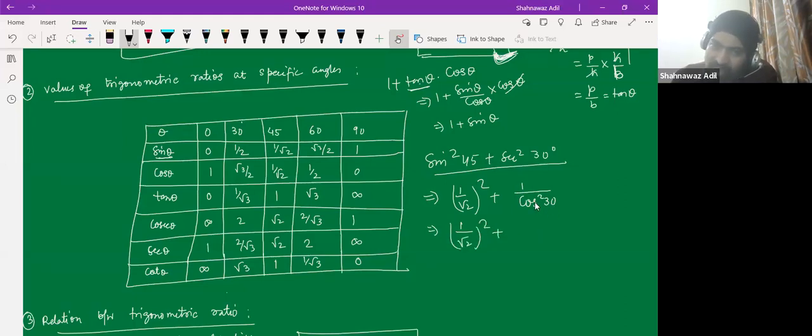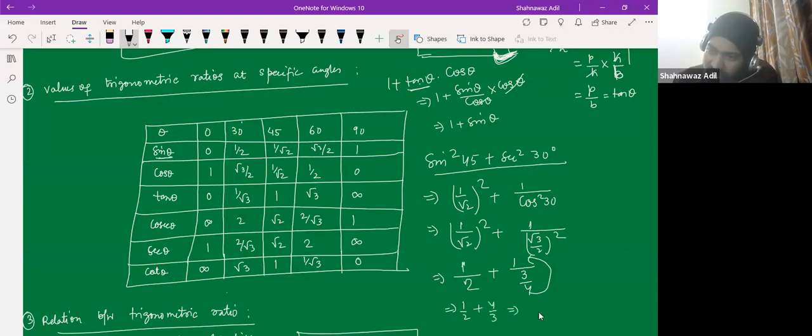So cos 30 is root 3 by 2. So this is 1 by root 3 by 2, whole square. How much is 1 by root 2 whole square? That would be 1 square over root 2 square. Root 2 square is 2, right? Yes. Similarly, this is 1 by root 3 square is 3, 2 square is 4. So this 4 goes in the equation. This is 1 by 2 plus 4 by 3.